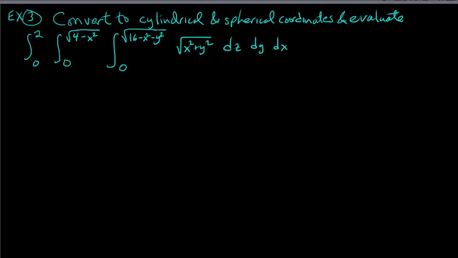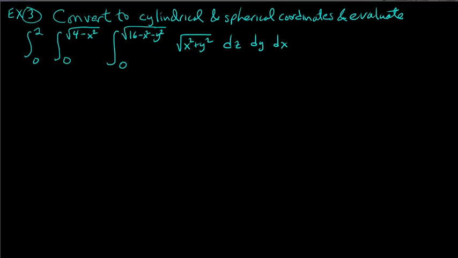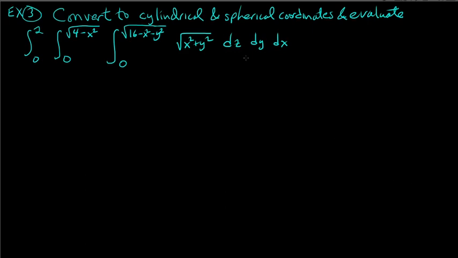Okay, so it says to convert to cylindrical and to spherical coordinates, right? So we want to do both in this case because it's given in rectangular. So we want to convert from rectangular to cylindrical and then to spherical. And evaluate, we only have to evaluate one of these.